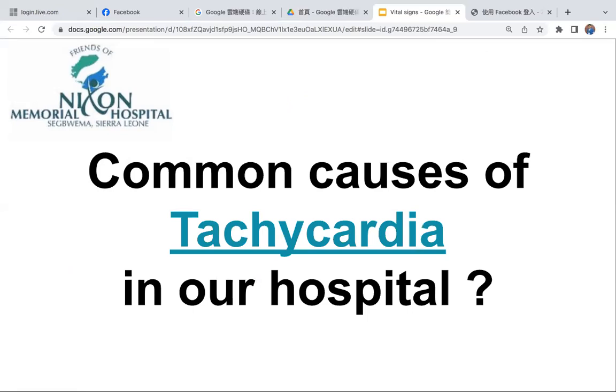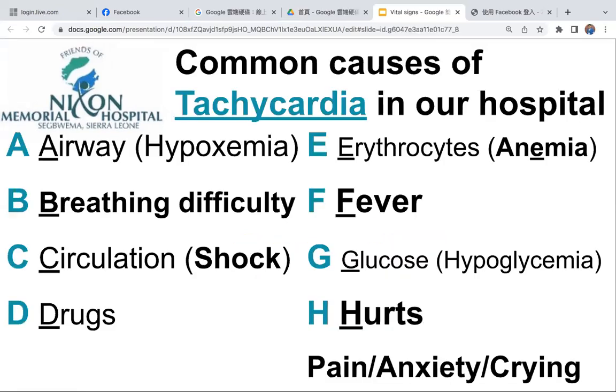Now the next question is, what are the common causes of tachycardia in the hospital? To answer this question, we have A, B, C, D, E, F, G, H. A stands for airway, where the patient is having hypoxemia. B is breathing difficulty, so there are signs of respiratory distress. We're going to talk about it later. And C is circulation, which means the patient is having a shock. We will also talk about it later.